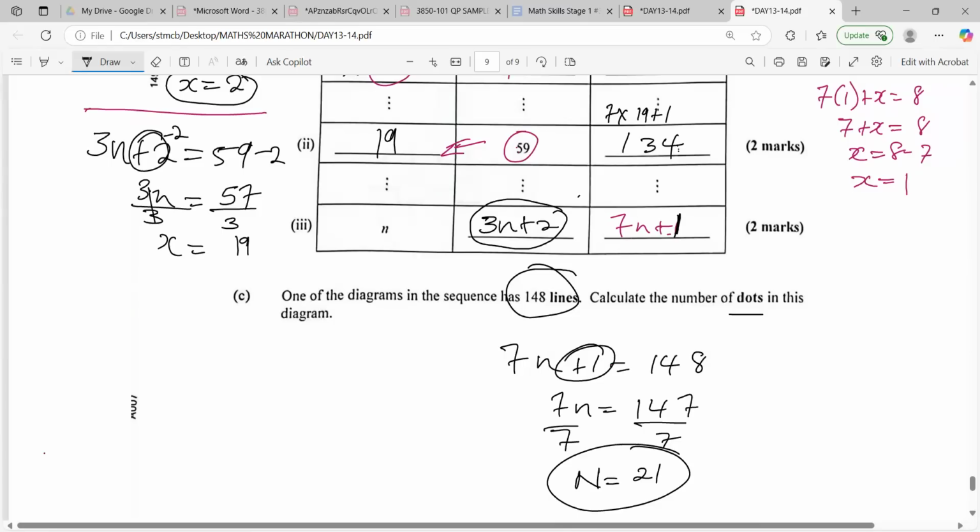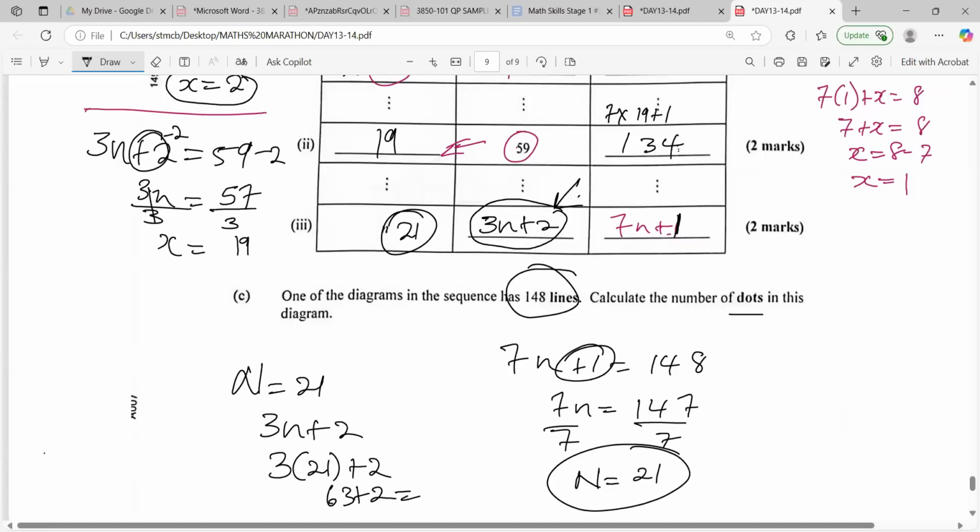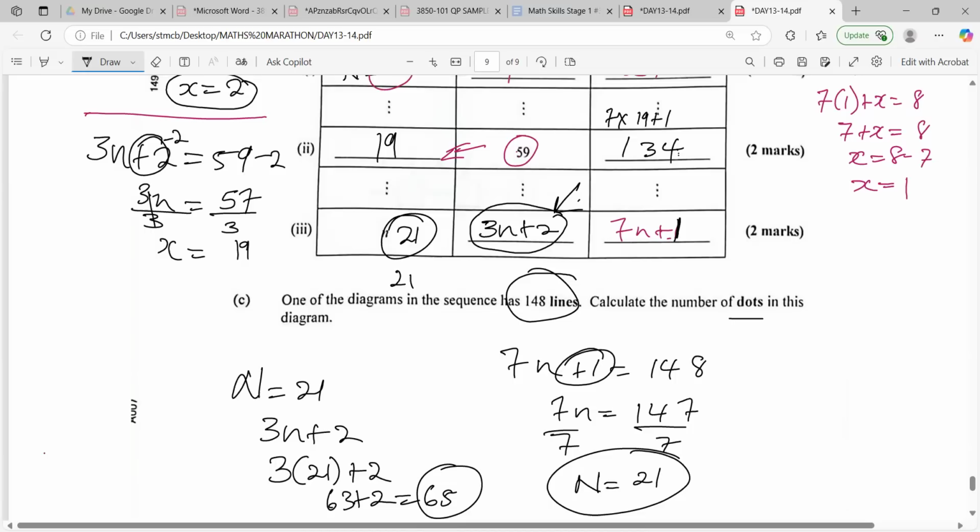But this is not what they ask for. They ask for the number of dots. So the number of dots would be this formula, right? So long story short, we get n to be 21. Everybody follow? So the number of dots actually is 3n plus 2. So the number of dots would be 3 times 21 plus 2. So that's 63 plus 2, which is 65. So this is the number of dots, not 165, 65. And it actually corresponds, right? So we are saying 21, 65.